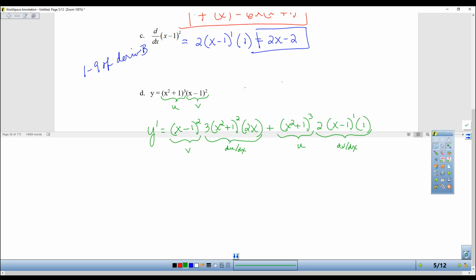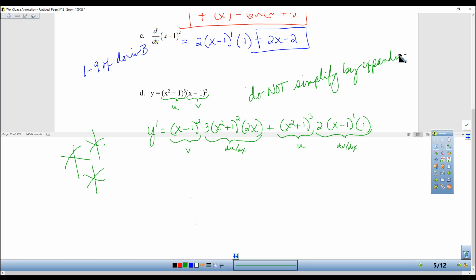You can't leave your answer like this. You have to simplify it. But this is so important. You do not want to simplify by expanding. Do not simplify by expanding. That would be death. It would be awful. Can you imagine raising this to the cube, multiplying x squared plus 1 times x squared plus 1 times x squared plus 1, and then times 2x minus 2? It would be terrible.